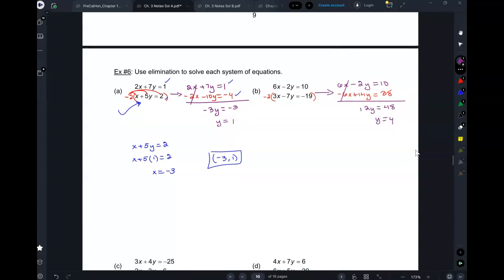Okay. I think I'm just going to plug it into the first one. So 6x minus 2 times 4 equals 10. 6x minus 8 equals 10. 6x is 18. X is 3. I get 3 comma 4.